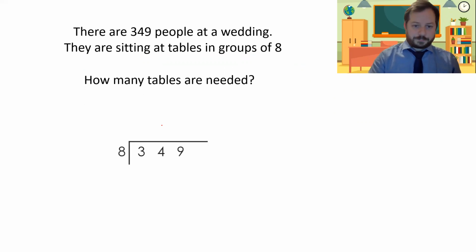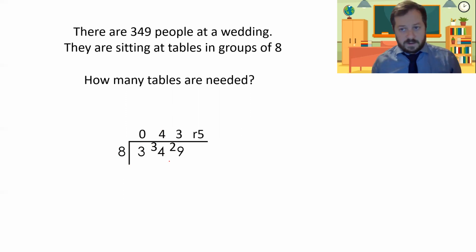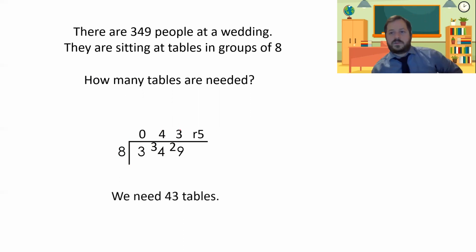Okay, so let's have a look. We're going to do our total number of people divided by 8, in order to work out how many tables we need. 8 into 3 doesn't go, so we carry that 3 over. We do 8 into 34, and that goes 4 times with 2 left over. 8 into 29 goes 3 times with 5 left over. So there's our answer: we need 43 tables.